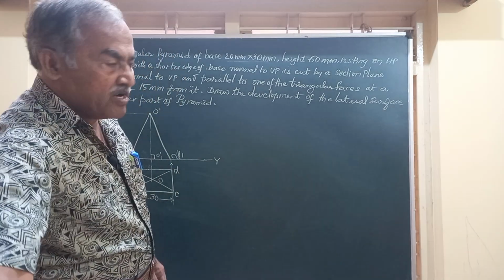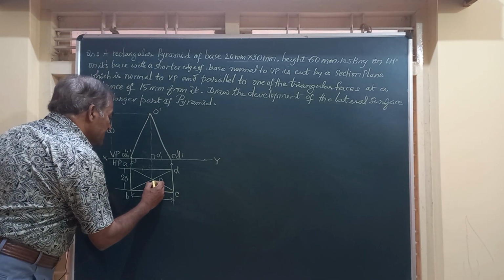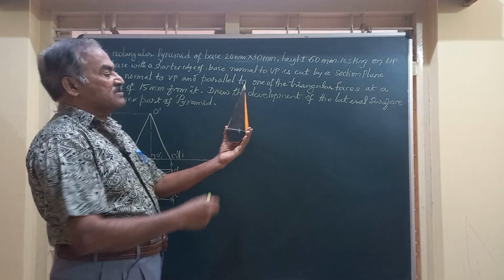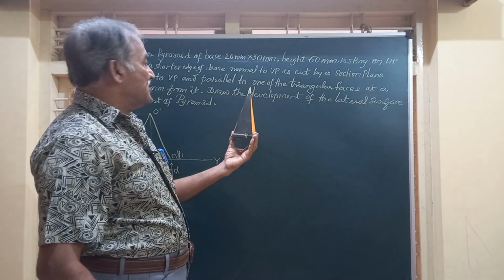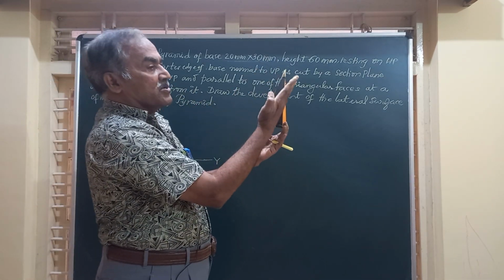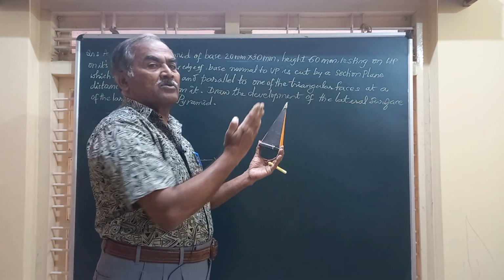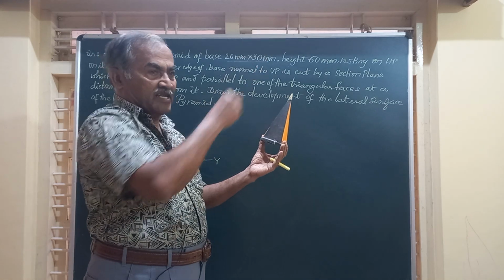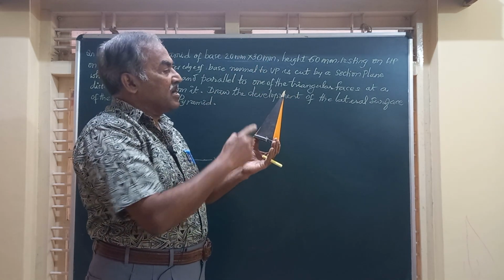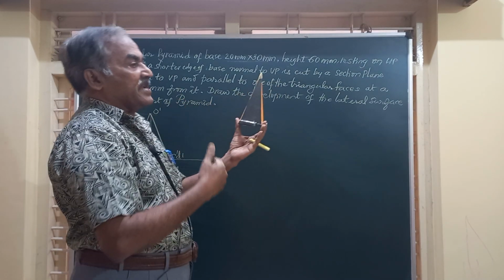Friends, now after marking the top and front views of the solid, let us see how the solid is being cut. So it is resting like this, friends. It is cut by a section plane which is normal to VP, meaning perpendicular to VP. So obviously, whenever the section plane is perpendicular to VP, it is seen as a line in the front view. So where is that section plane? It is at a distance of 15 millimeter from one of the triangular faces.